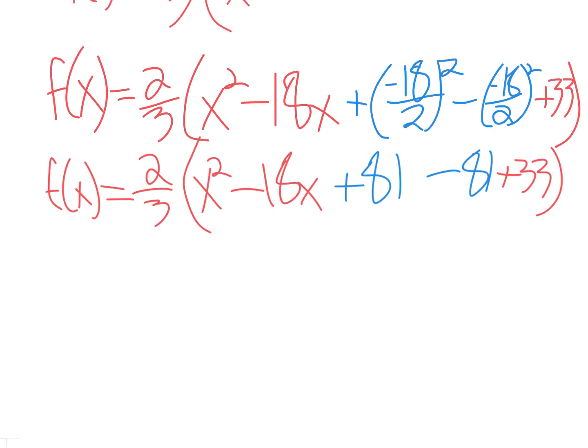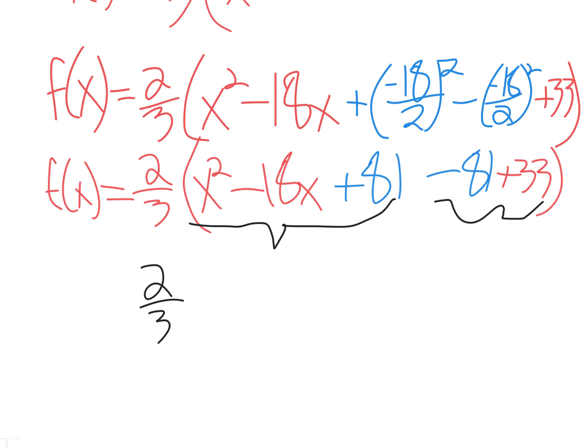So the next step would be to factor the first three terms and then just combine the outer two terms. So what are the factors of 81 that add up to negative 18? And remember, this is a perfect square trinomial, so use the square root of 81. The square root of 81 is plus or minus 9. I'm going to use a minus 9 because the middle term is a minus 18x.